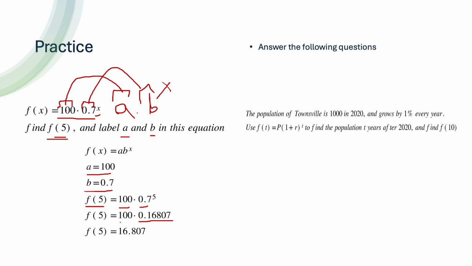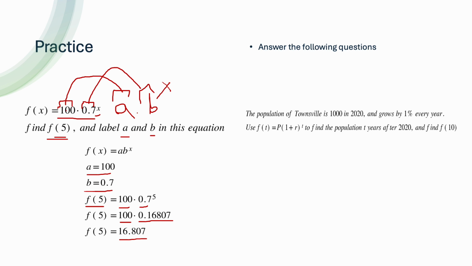And if we multiply that by 100, because 100 is the a, we get 16.807. And if you had something else, that's fine. You might have just made a small mistake in your calculator, like put a 6 instead of a 5, or something small like that. So just go back, see if you got a different answer, and see if you can figure out why. And then let's look at the following question.